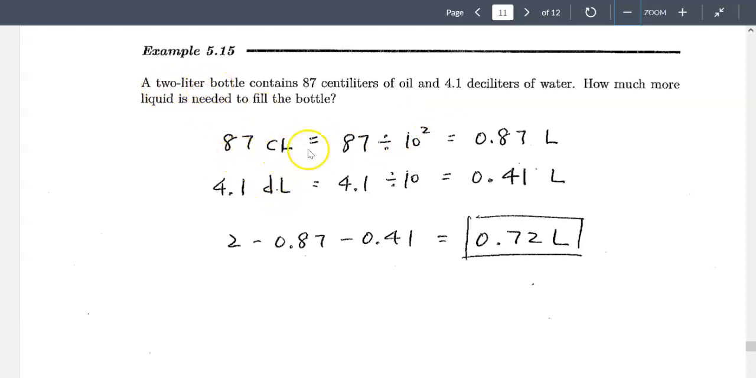So 87 centiliters is equal to 87 divided by 100 because it's going upwards to liters. So it's now 0.87 liter. Now 4.1 deciliters is 4.1 divided by 10, so 4.1 deciliters is equal to 0.41 liter. So you have the 2-liter bottle. You take away the 0.87 liters of oil and take away 0.41 liters of water. Then what's left over is 0.72 liters.